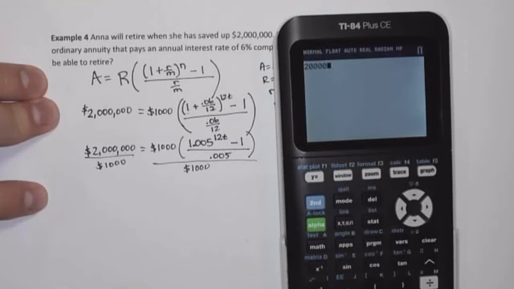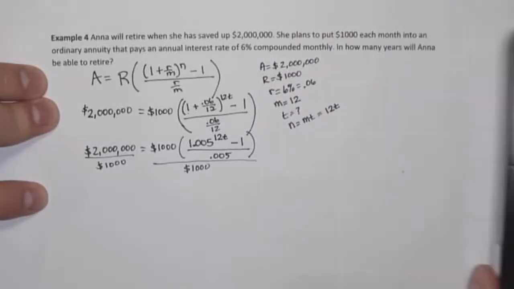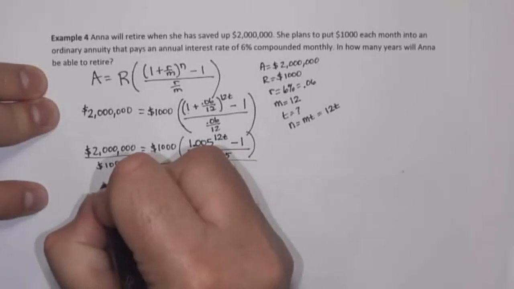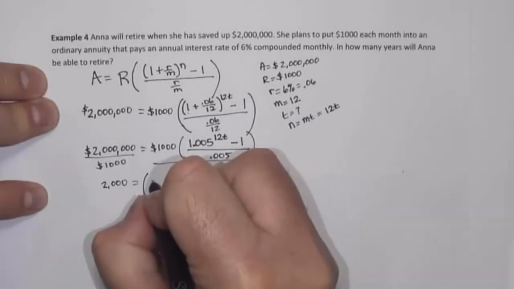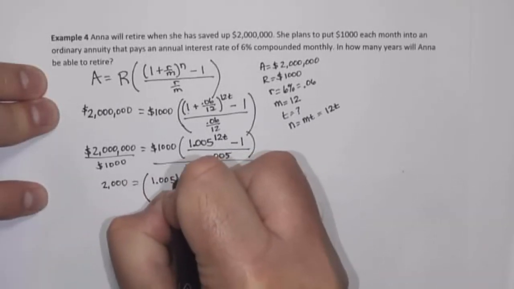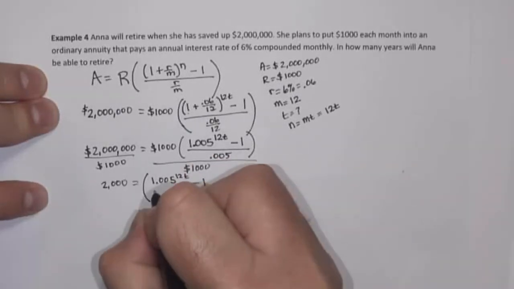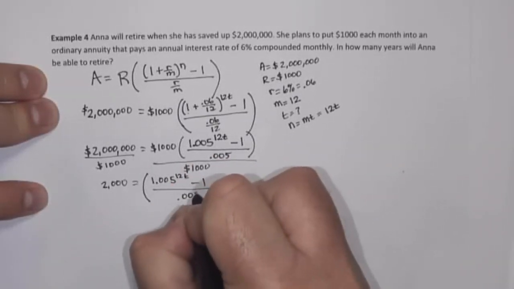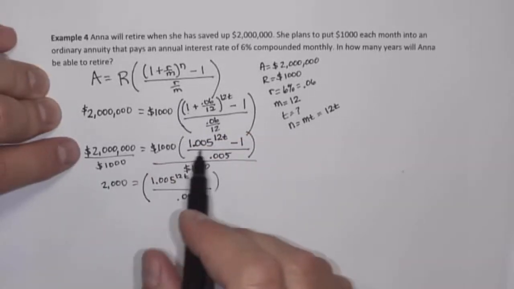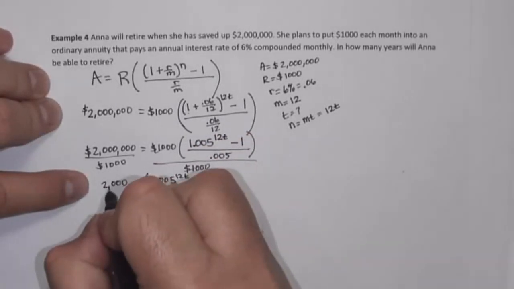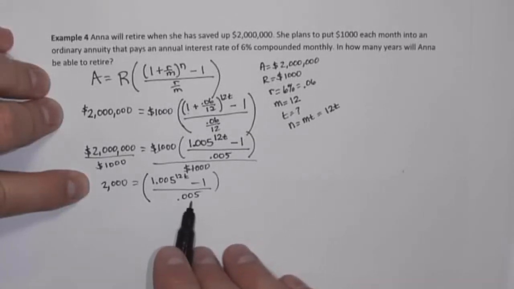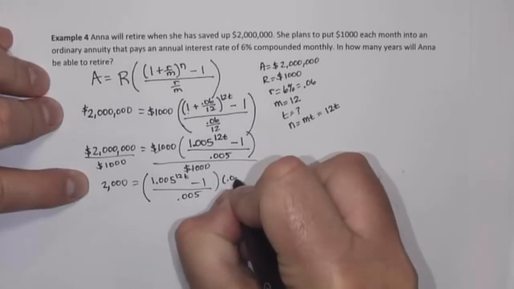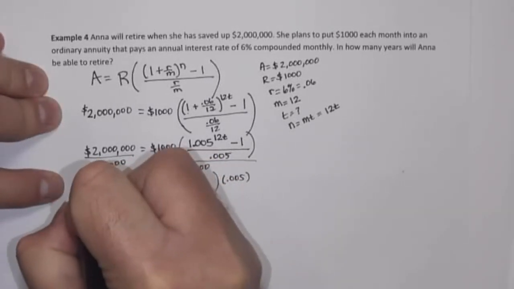If you take 2 million and divide by 1,000, that's 2,000. And notice the dollars divides out. So I have 2,000 is equal to 1.005 raised to the 12t power minus 1 over 0.005. So in other words, dividing both sides by 1,000 got rid of the 1,000 for me off of the right-hand side. Now I can get rid of the 0.005 if I multiply both sides by 0.005.